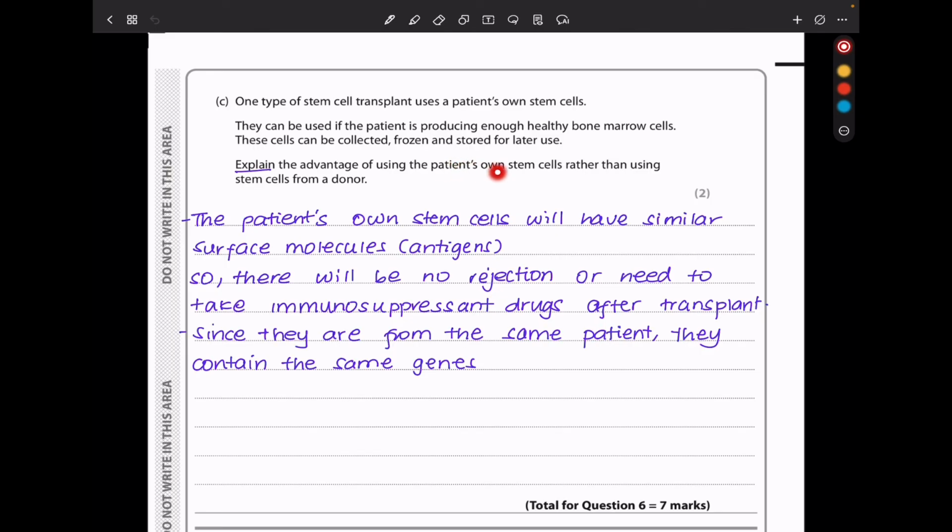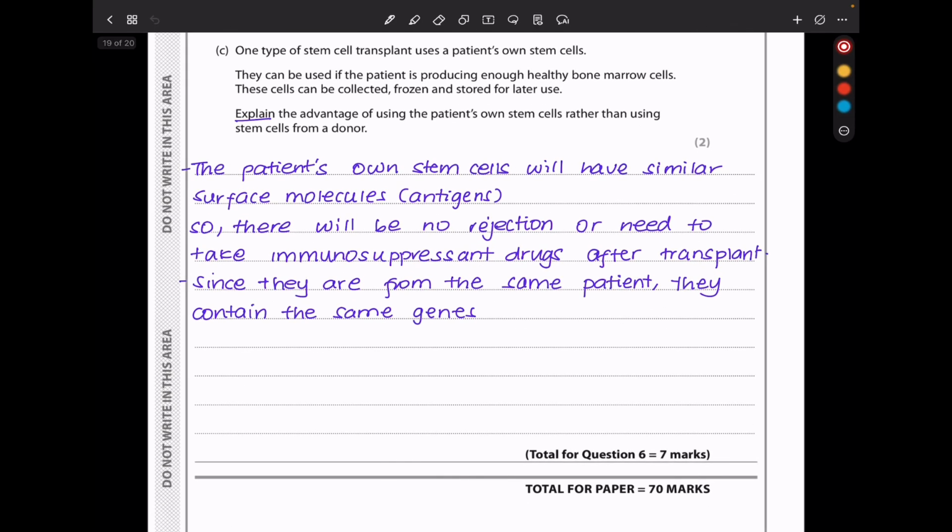If the patient's own cells are used, there will be no rejection because the body's immune cells as well as the donor cells will contain the same antigens, so the immune system will not reject the donated cells. Also, there will be no need to take immunosuppressant drugs. Also, since they are from the same patient, they contain the same genes, meaning the genes that are used to make these antigens.